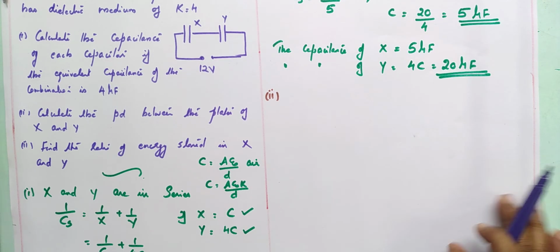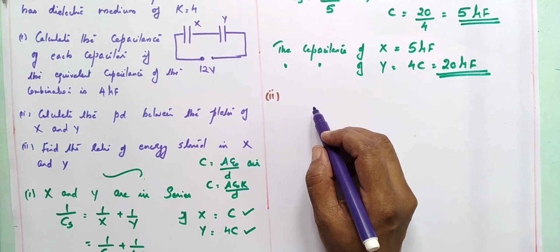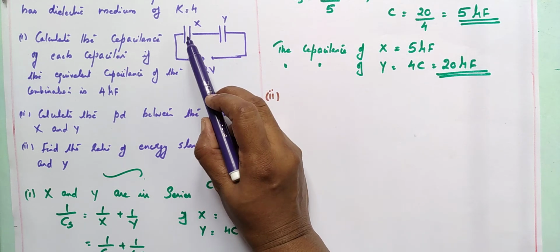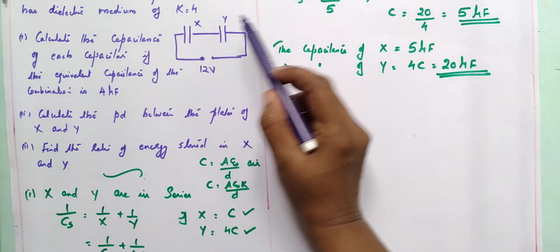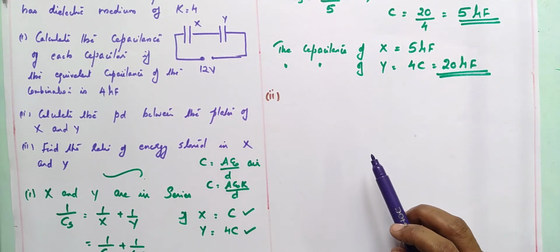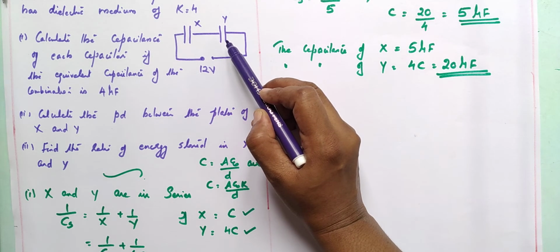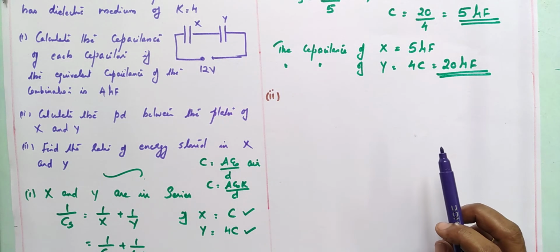In order to find the potential difference, are the potential differences across X and Y equal? No, because the capacitances are different. Here X is 5 microfarad and Y is 20 microfarad.